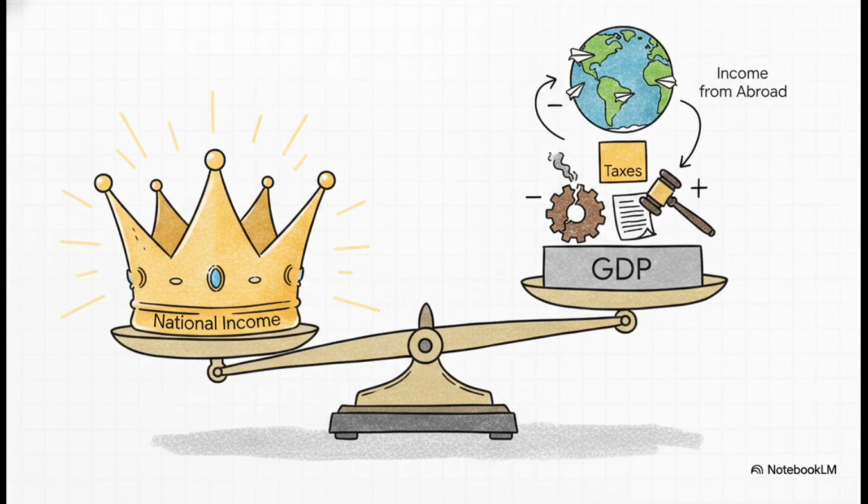But GDP actually isn't the final stop. To reach the ultimate metric, national income, economists make a few precise adjustments. They take that GDP figure and they subtract depreciation to account for the everyday wear and tear on machinery. Then they subtract net indirect taxes to remove market distortions caused by government taxes and subsidies. Finally, they add in net factor income from abroad to account for international earnings. And that perfectly balanced equation leaves us with the net national product at factor cost. That is the true, verified wealth generated by the nation.